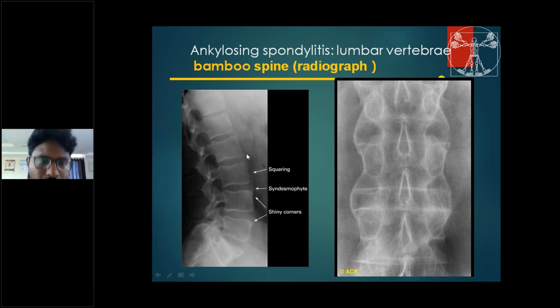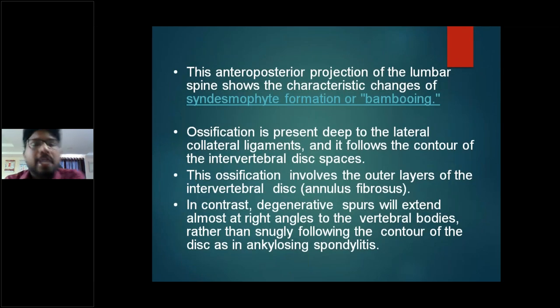Ultimately, what will happen? All these vertebrae will be fused together. This is the bamboo spine. You can see it is like a single stick. There are no joints. Intervertebral joints are not seen. All the vertebrae are fused. This is called bamboo spine. Understood the radiological features? Very important in exams.